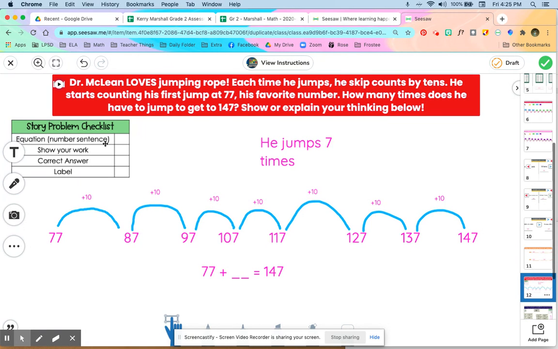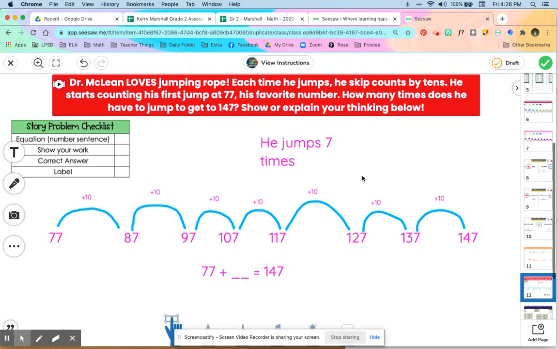The story problem checklist shows that there should be an equation, show your work, a correct answer, and a label. On this test, for some of these, I kind of let it slide if they didn't have an equation because some of the equations were a little tricky. But if they showed me their work or they showed me how they got their answer, I counted it. So if a student said 147 minus 77 is 70 and then told me that that was 7 jumps, I counted that as showing their work. If a student didn't do an equation, but they showed me this, I counted that as okay.